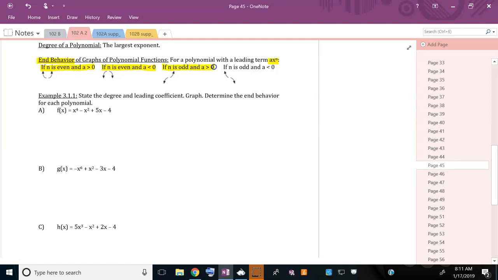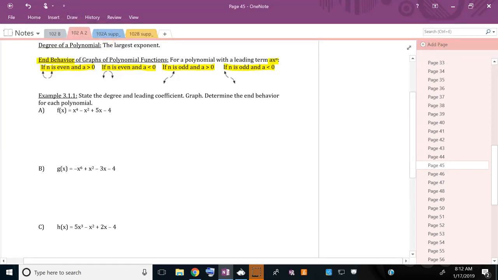Now, if my degree n is odd, and my leading coefficient a is positive, then it's going down on the left and up on the right. And finally, if my degree n is odd, and my leading coefficient a is negative, then it's going up on the left and down on the right.